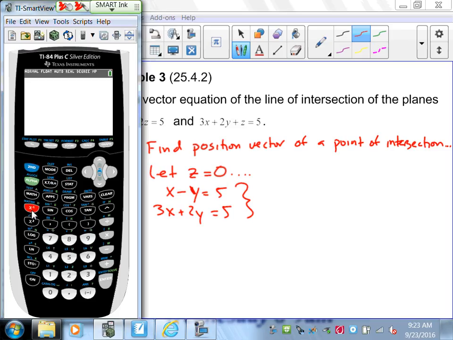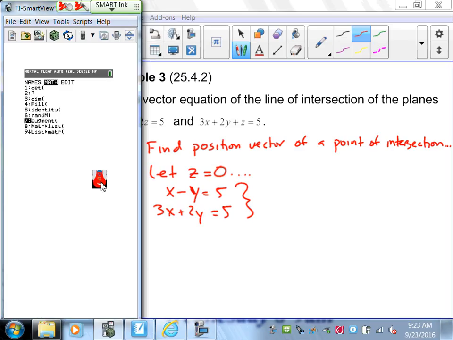Second matrix, math, go down to RREF. So that would be B. Hit enter. And then second matrix.